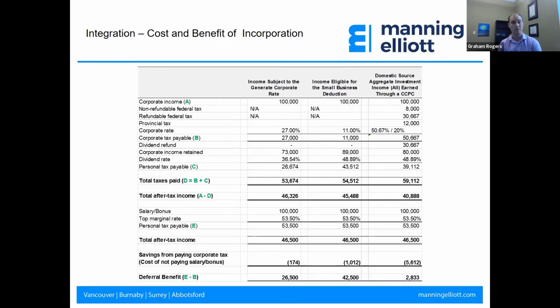However, since the small business tax rates are significantly lower, there is a much larger deferral benefit of $42,500, which is a great advantage for small businesses to retain those profits in the corporation. Finally, in the last column, this is a scenario for a corporation that earns passive investment income from a stock portfolio, for example, is taxed at a much higher rate in the corporation and ultimately leads to additional tax costs of $5,600 and a very small deferral benefit of $2,800.